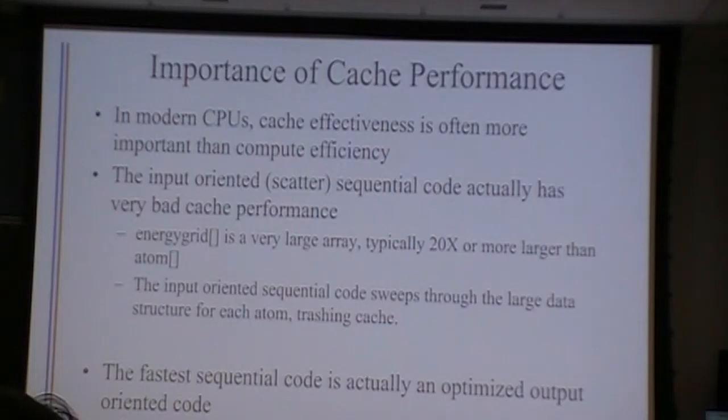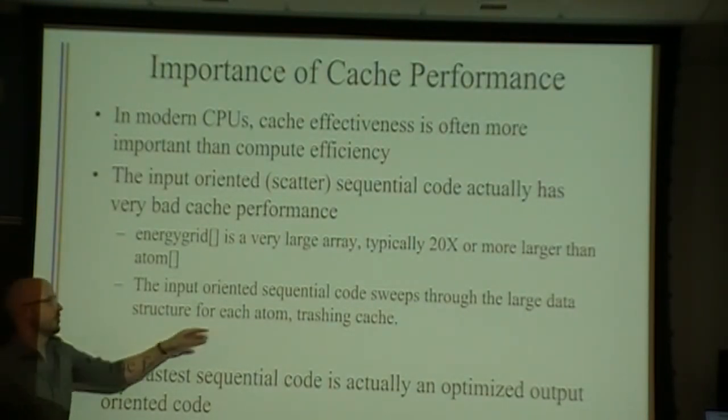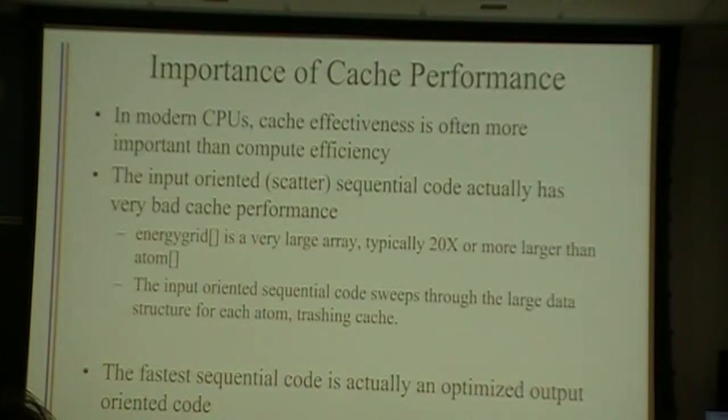And so if that output, the energy grid, is very large, by the time we come back around to the beginning for the next atom, it will no longer be present in our cache. So for every atom that we go through, we don't really get to use our cache when we're making these repeated modifications to the output. And so this fast sequential code actually isn't the input-oriented one. It's an optimized output-oriented one where we're repeatedly accessing a smaller array.